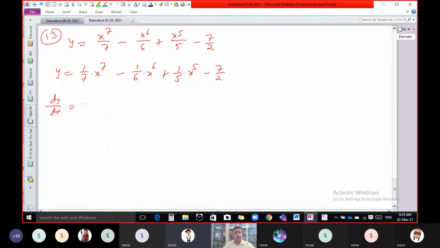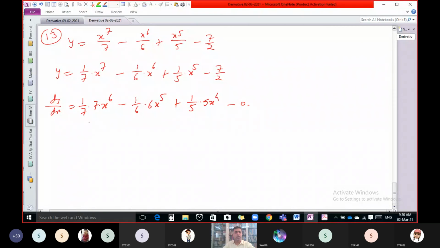Okay, you do one thing. 1 by 7 keep as it is and tell me the derivative of x raised to 7. 7 into x raised to 6. Minus, plus 1 by 5 as it is. Derivative of x raised to 5 is what? 5 into x raised to 4. Minus derivative of 7 by 2 is what?